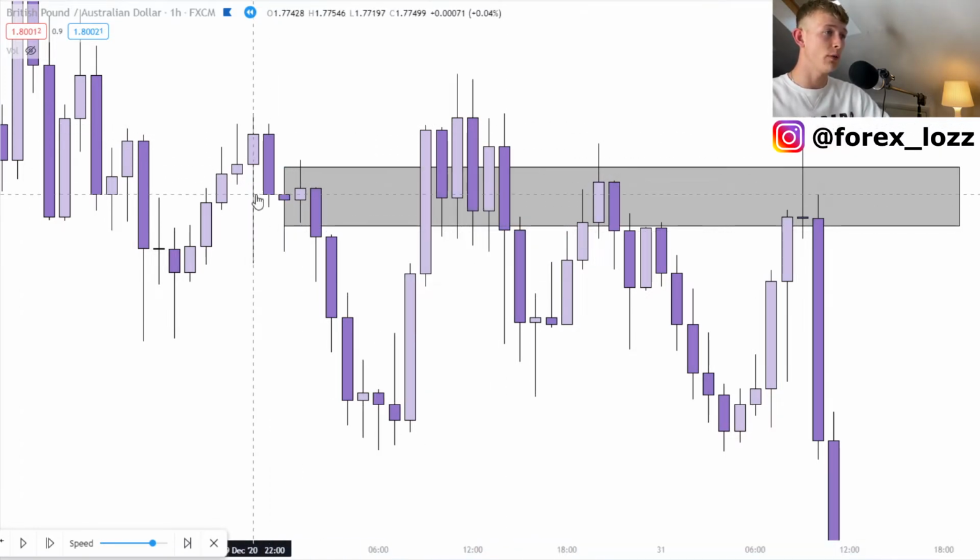We have price pushing down. Smart money is pushing price down. It's then consolidating. We see a few wick rejections, and we then see an impulsive push to the downside.